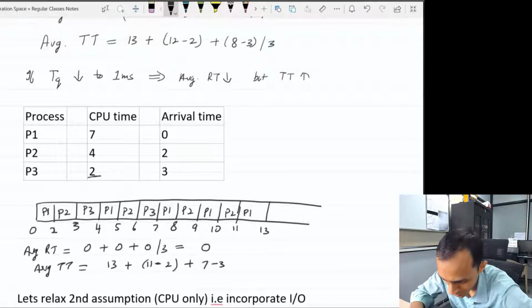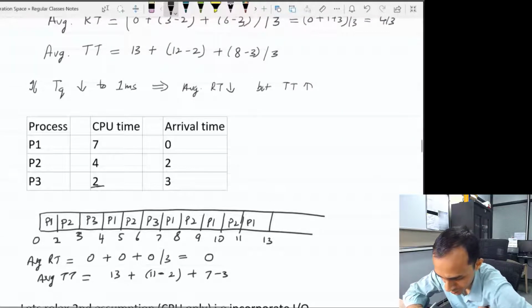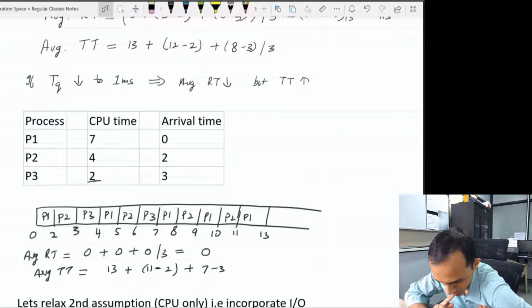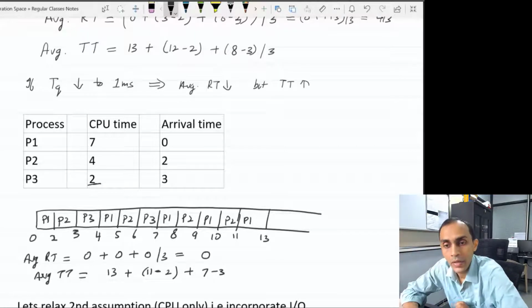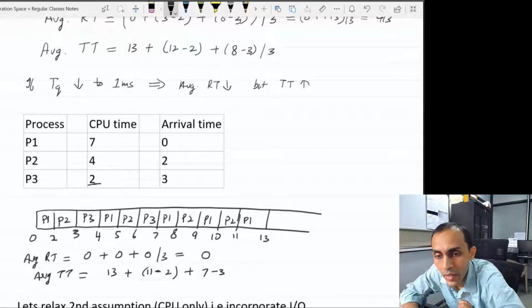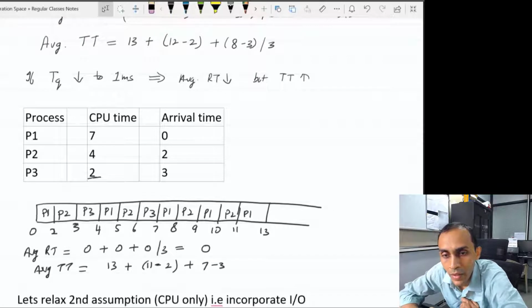So earlier what was the time? 13 plus 12 minus 2 and 7 minus 3. Okay, so here turnaround time is also decreasing. Yeah. So this is an exception for it. So in this case, turnaround time is not always increasing.